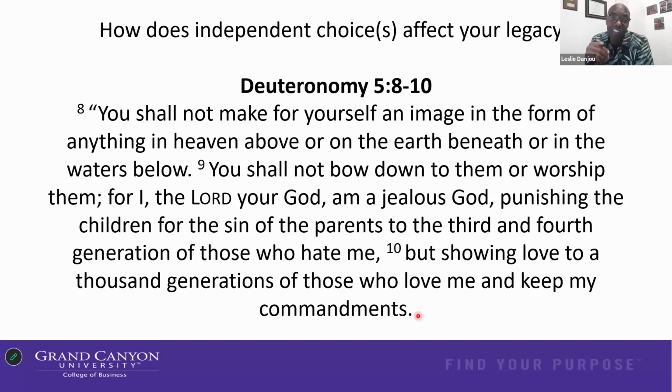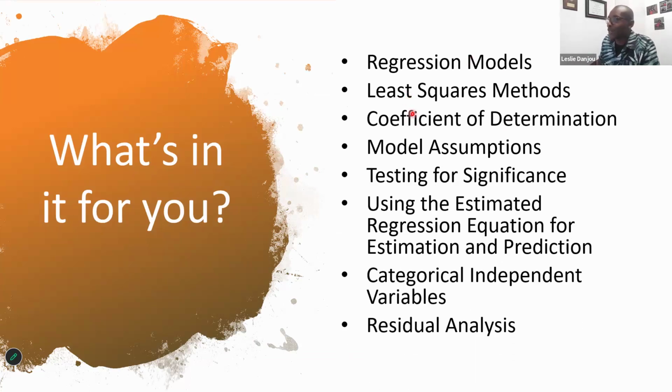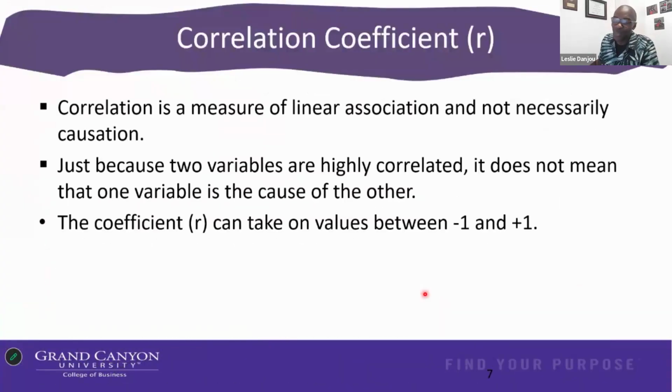Today, we're going to actually calculate and see how independent variables affect the end result. All right. And we're going to be using regression analysis to do just that. We're going to show you how to do a regression model, least squares methods, all of this stuff right here. Let's get into it. One of the things that first we want to show you guys is the correlation.